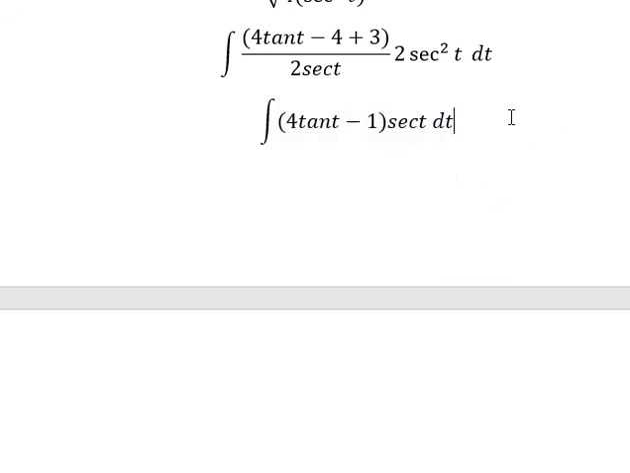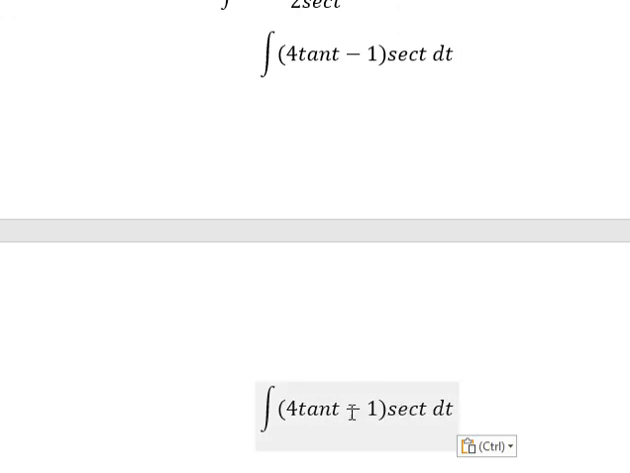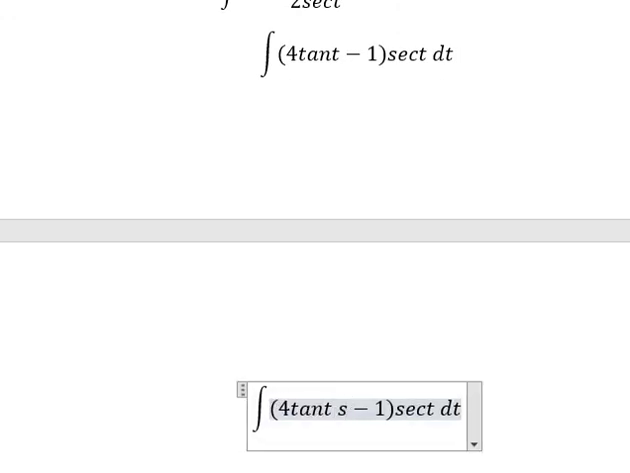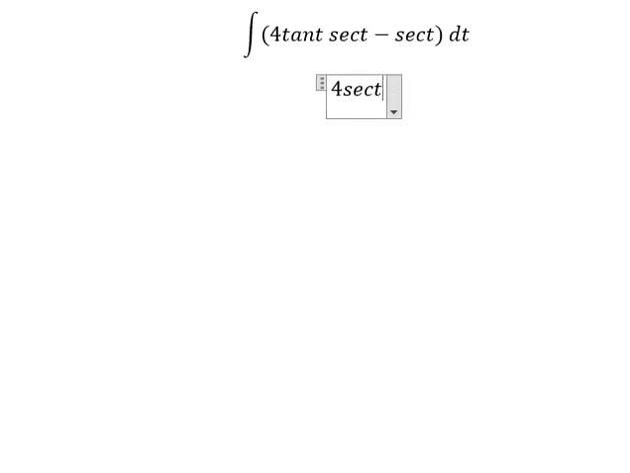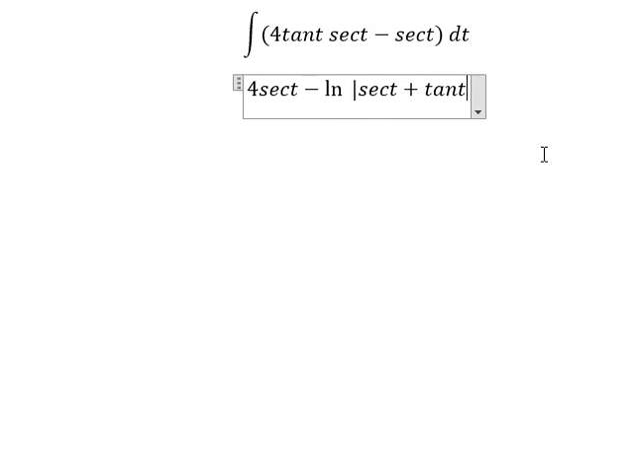Next, secant of t multiplied by 4 tan t and number 1. And now we have the final answer. The integration of tan t secant of t, we have secant of t. The integration of secant of t, we have ln of the absolute value of secant of t plus tan t, and I will put c.